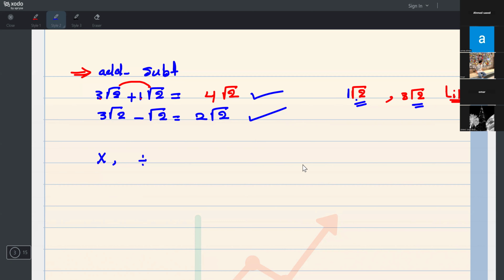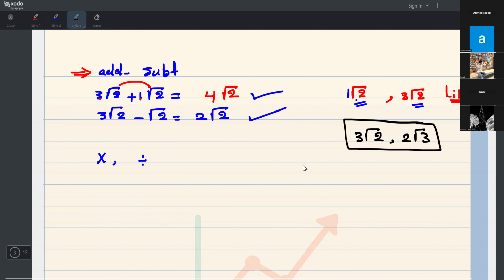Okay, Ahmed, my question now is: 3 root 2 and 2 root 3, like or not like thirds, and why? Not like thirds, because they have different thirds, root 2 and root 3. Yes. My question, Ahmed, can we add or subtract them? No.